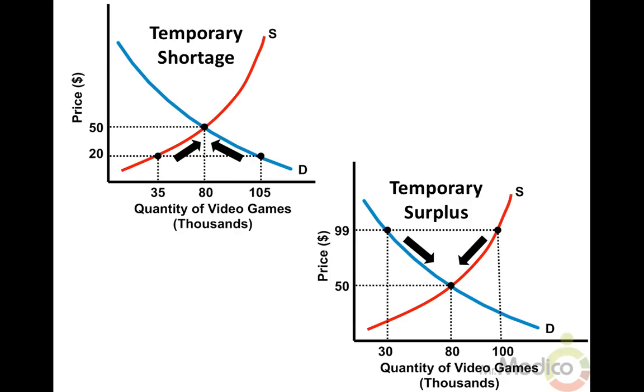If we had a temporary surplus, the prices of video games were too high, then market forces would eventually push us down. Where the quantity supplied is greater than the quantity demanded, eventually the market equilibrium would be restored where the supply equals the demand.